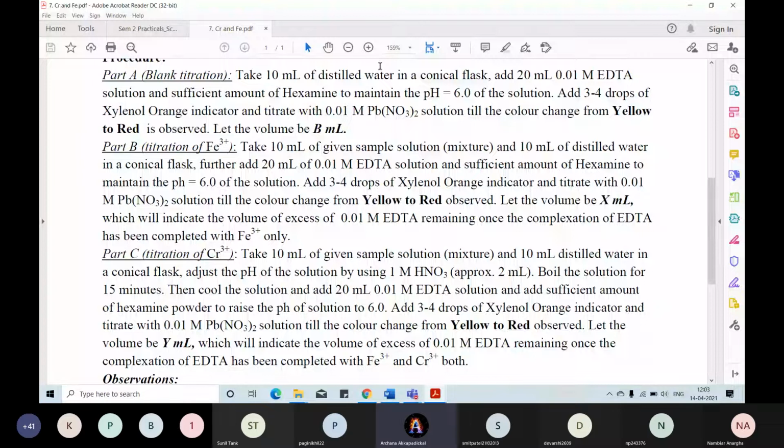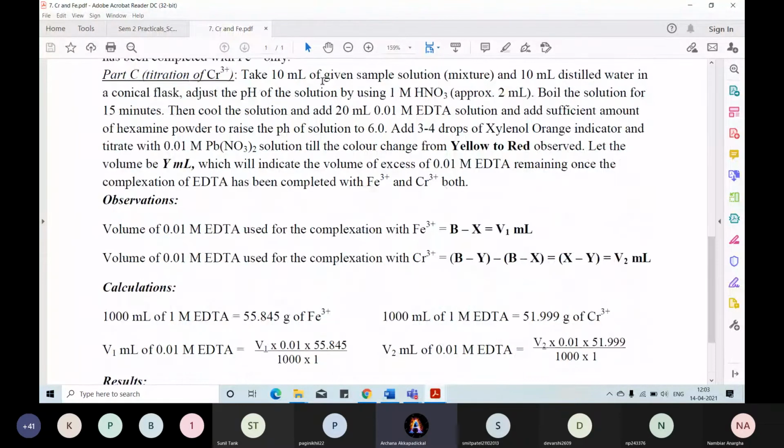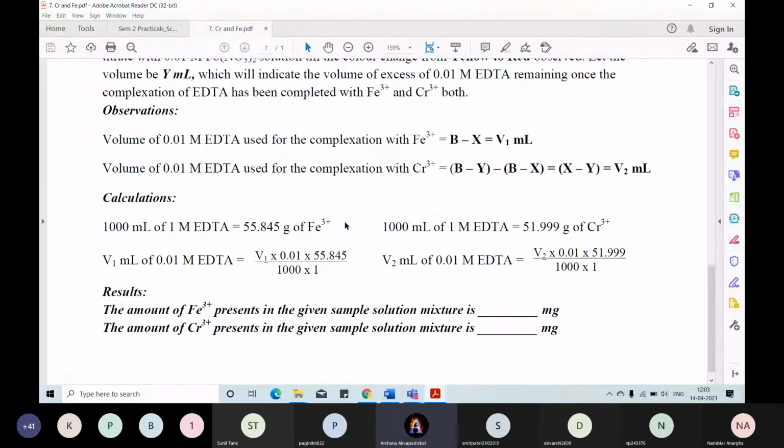Anara, could you just go down a little more? Okay, before that, let me tell you, your blank reading is B ml. Just for the sake of calculation, I'm telling you. Blank is B, your Fe is X ml, and your chromium is Y ml. So you can see that when you are calculating, it goes the same way. I think this will be more clear to you in your scanned journal. We just have to follow the same thing.